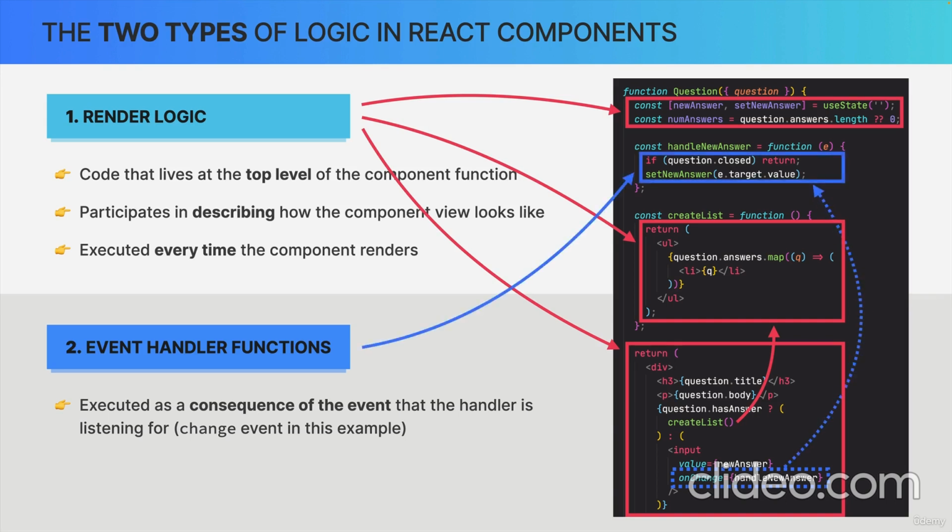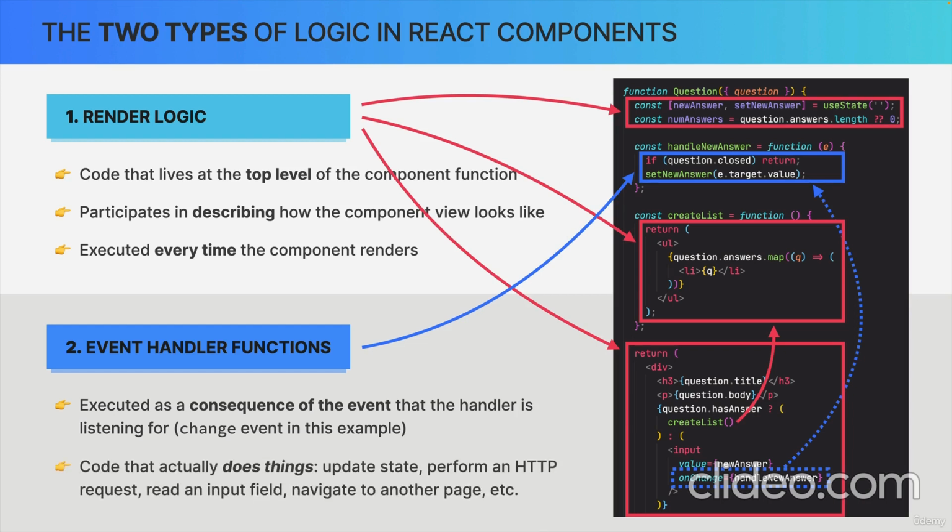And this is of course nothing new at this point. So we have done this many times in the course, right? But it's still important to differentiate between these two types of logic because they do actually do fundamentally different things. So while render logic is code that renders the component, event handlers contain code that actually does things. So basically code that makes things happen in the application.